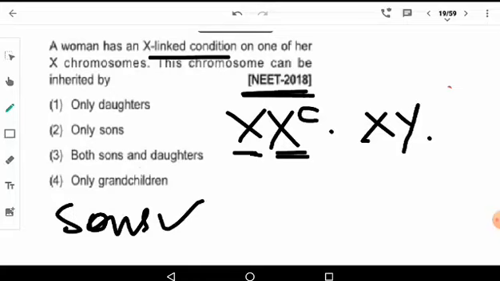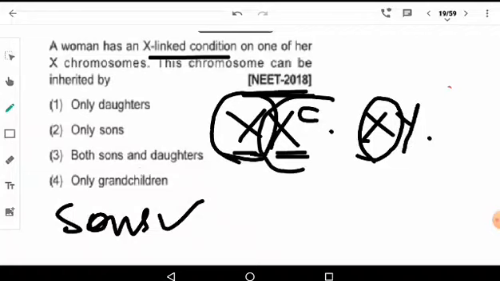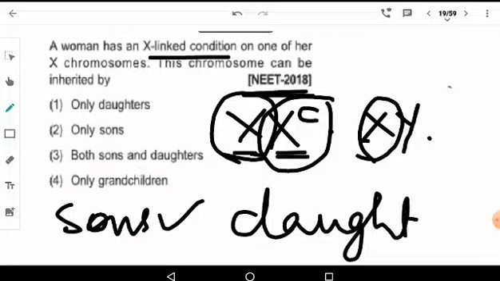Now what about daughters? Daughters are going to get one X chromosome from the father every time, and one X chromosome from the mother. So that X chromosome can be either this or this. So daughters also have a possibility of inheriting the character, and they are asking about inheritance, not expression of the characters.